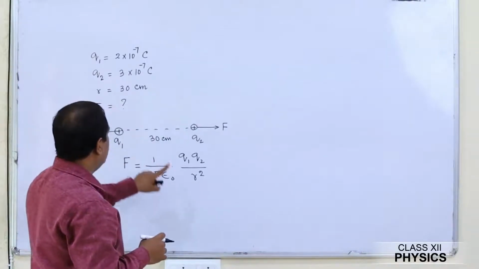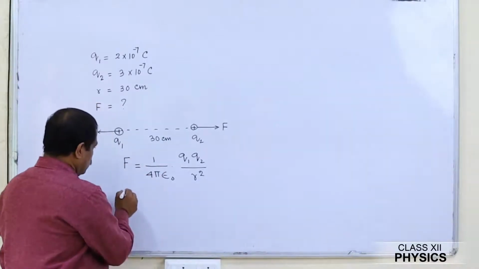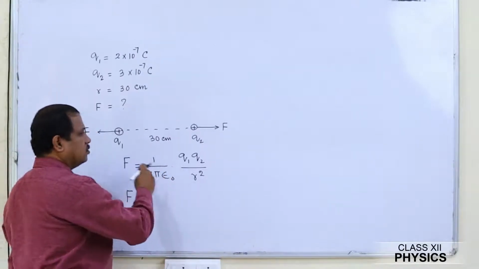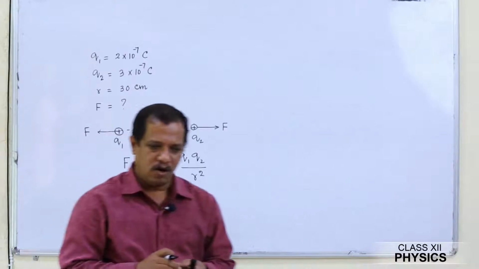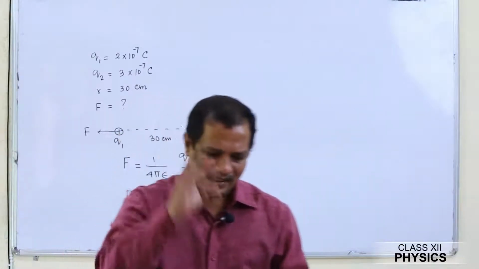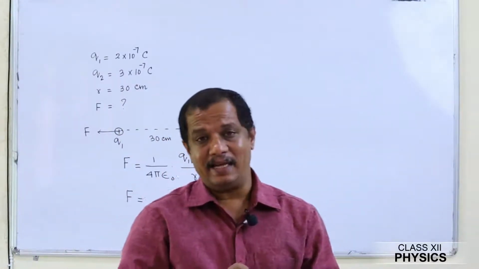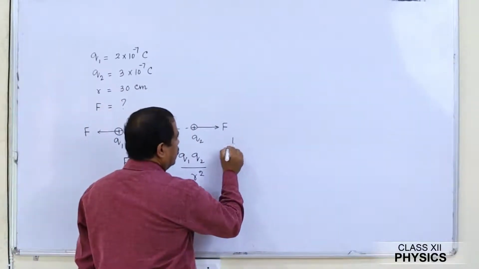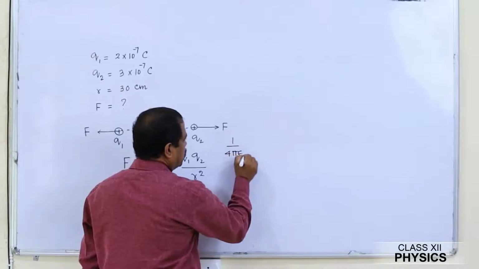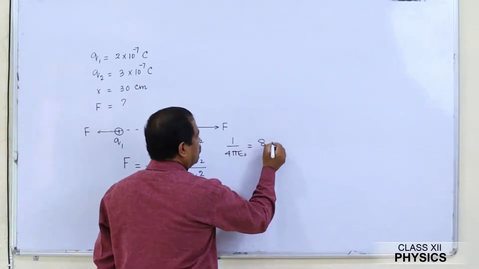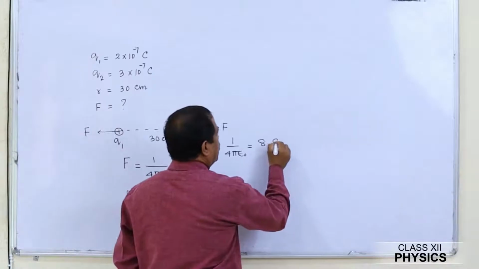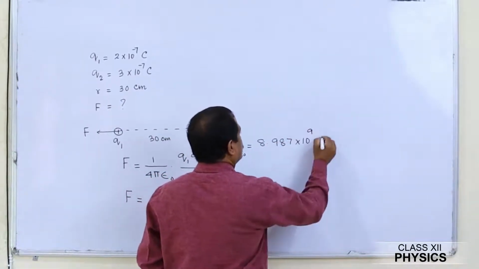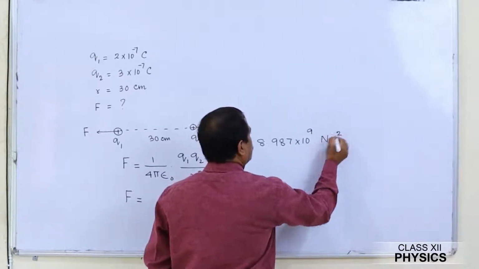Now let us substitute the values to solve this problem. So F is equal to, we know the expression for this, 1 by 4 pi epsilon naught. Precisely, the value of 1 by 4 pi epsilon naught is given as 8.987 into 10 power 9 Newton meter square per Coulomb square.